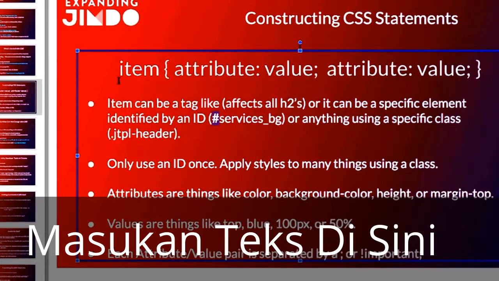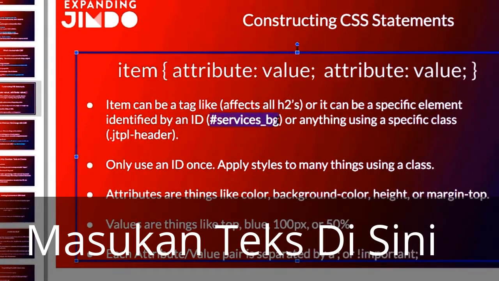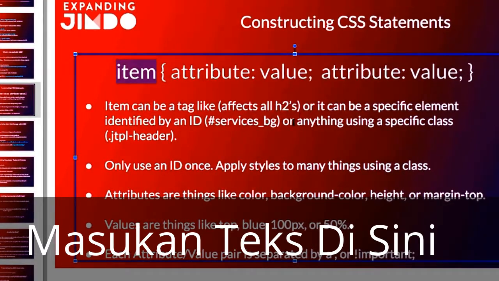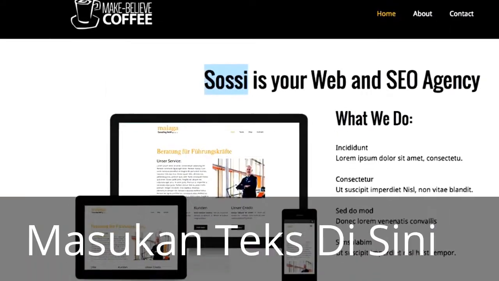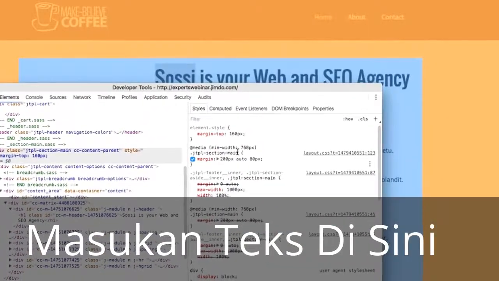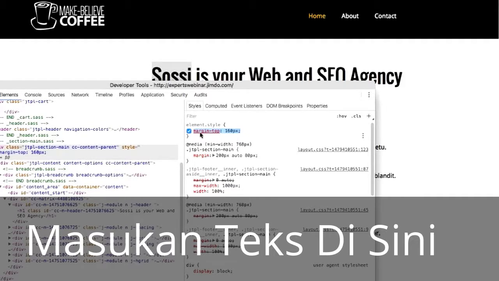So if you put H2 as the item, it would change all H2s. If you found an H2 that had an ID of services BG or services H2 and put that here, it would only impact that specific instance. A class would apply to anything that had that class associated with it, so you could put .jtpl-header here. Now let's see what we had. If I go into here, we want to take JTPL main section and give it a margin top of 160. Since this is cascading, it's going to override what the Jimdo template is already using.